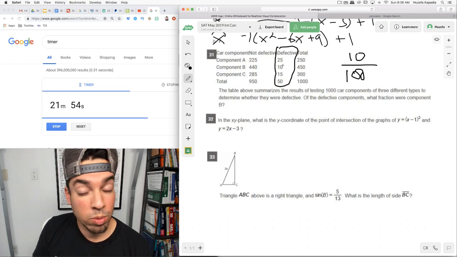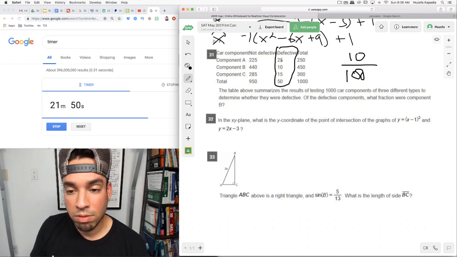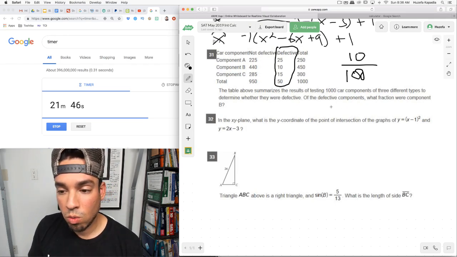Do the math again. We got to be really careful on the free response because there's no multiple choice to guide us. 10 out of 35, 45, 50, yeah, 10 out of 100. So we'll say 1/10. Done.